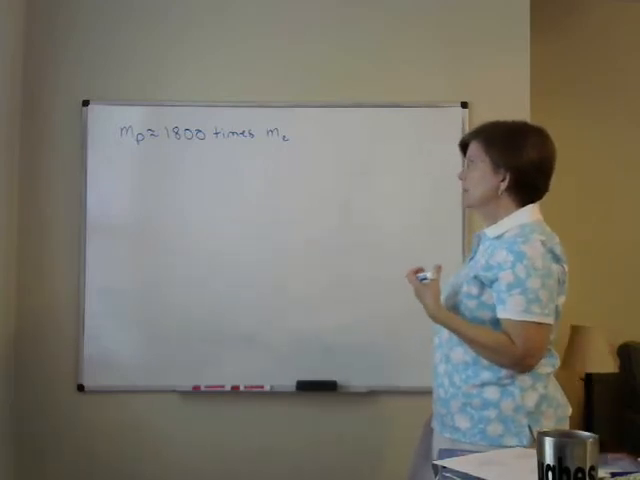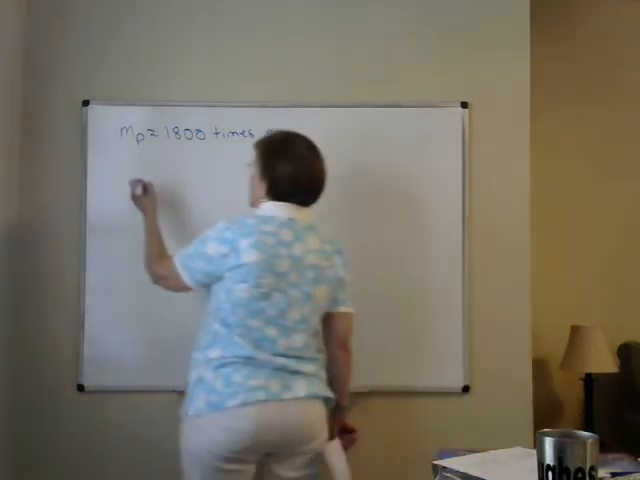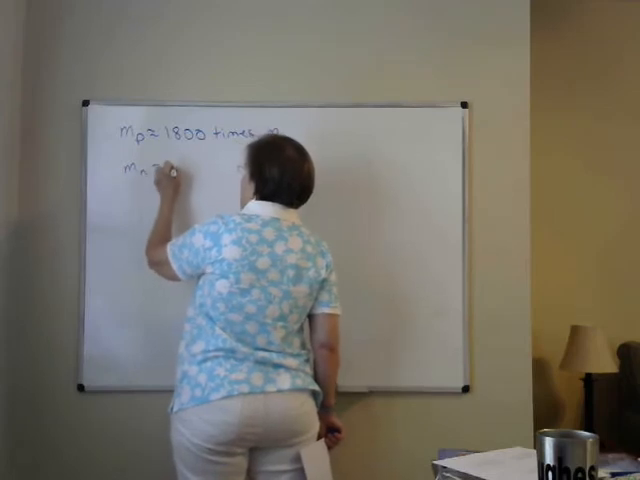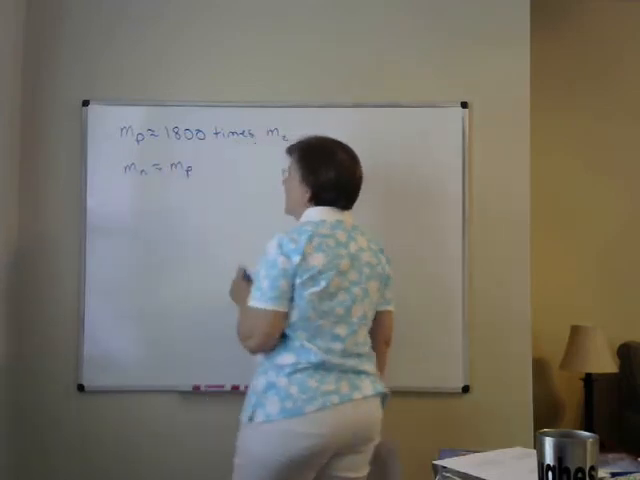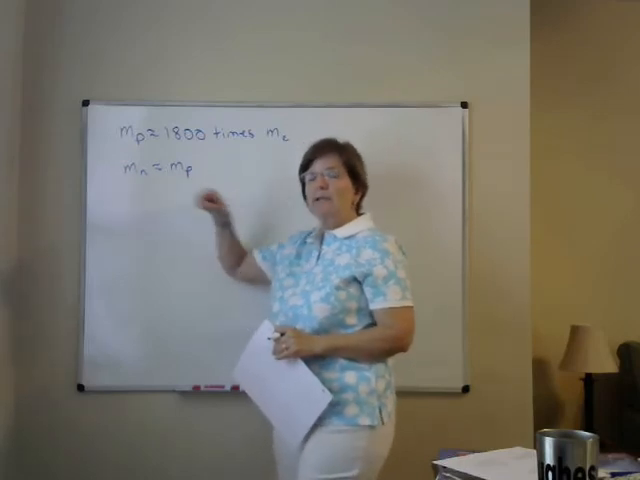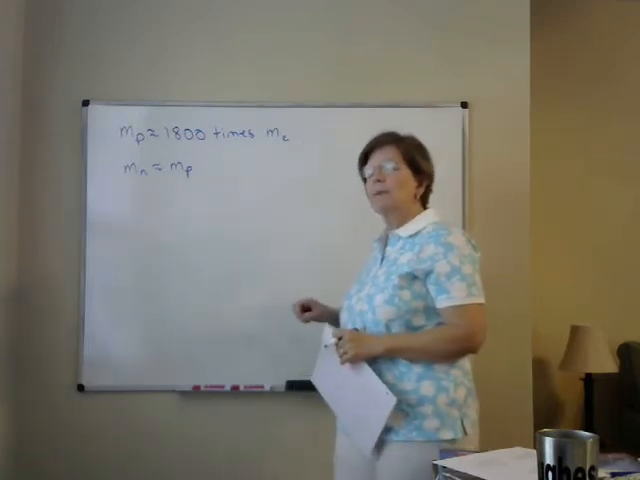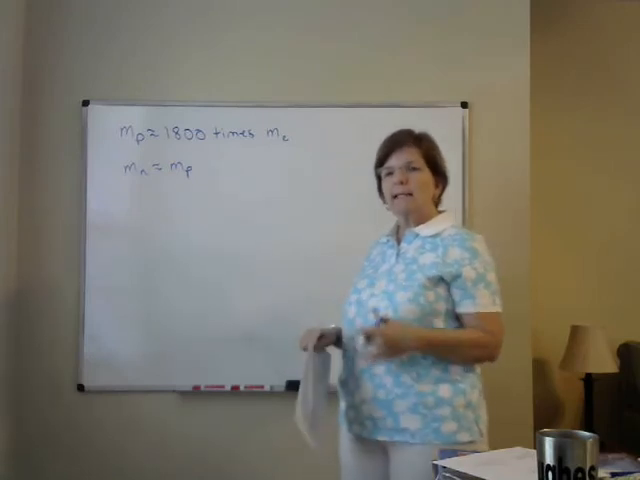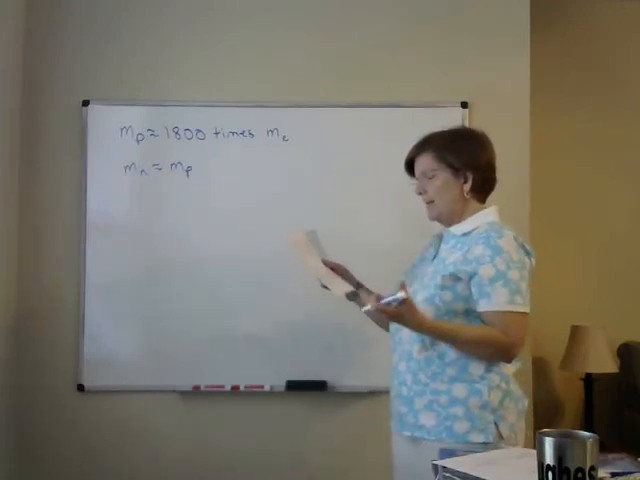Electrons are really light. The mass of a neutron is approximately the same as the mass of a proton, but they are actually a tiny bit heavier. So neutrons are heavier than protons, but not by much. A neutron is also about 1,800 times heavier or more massive than an electron.